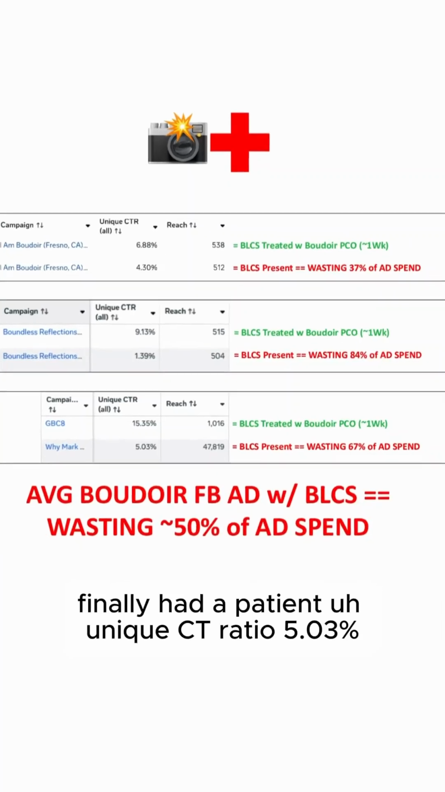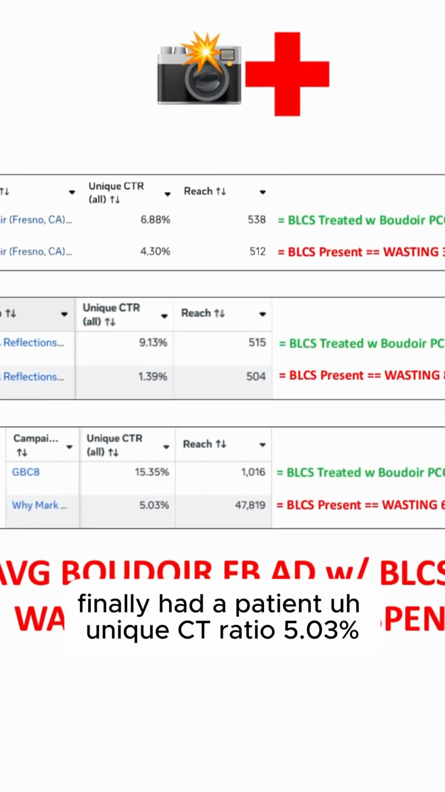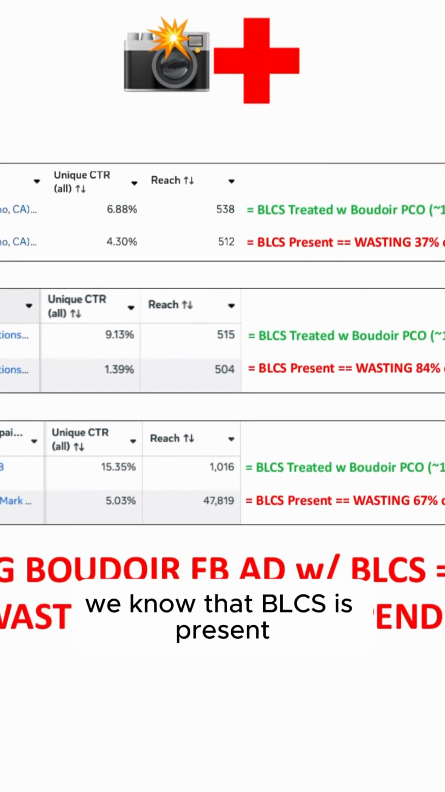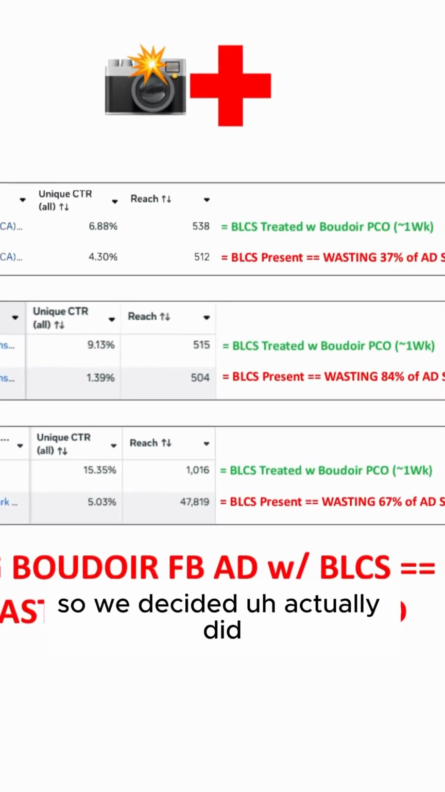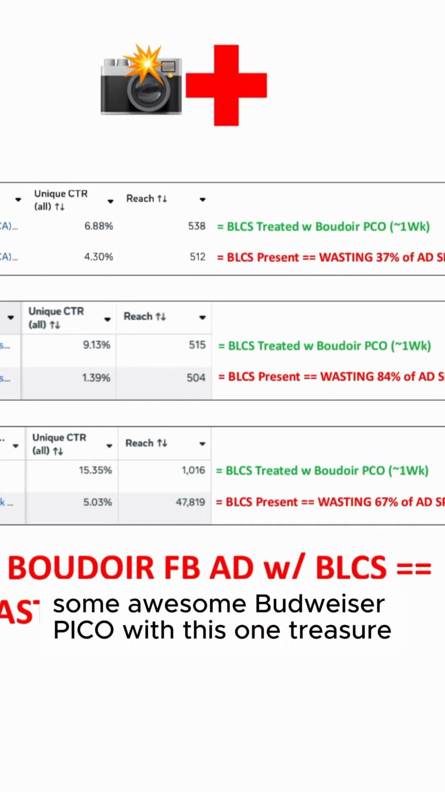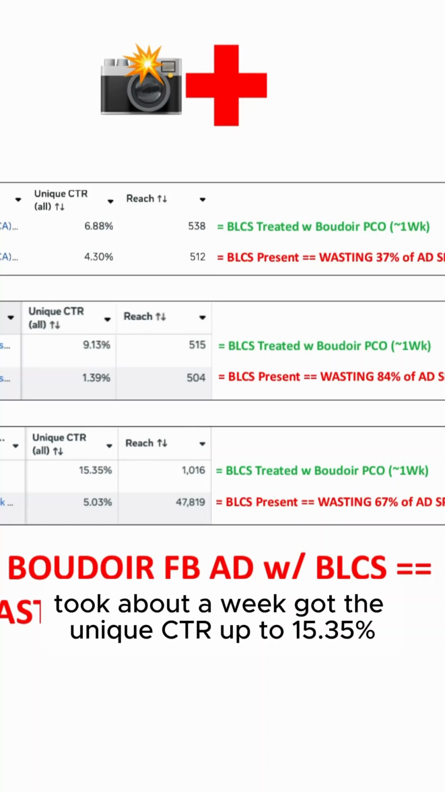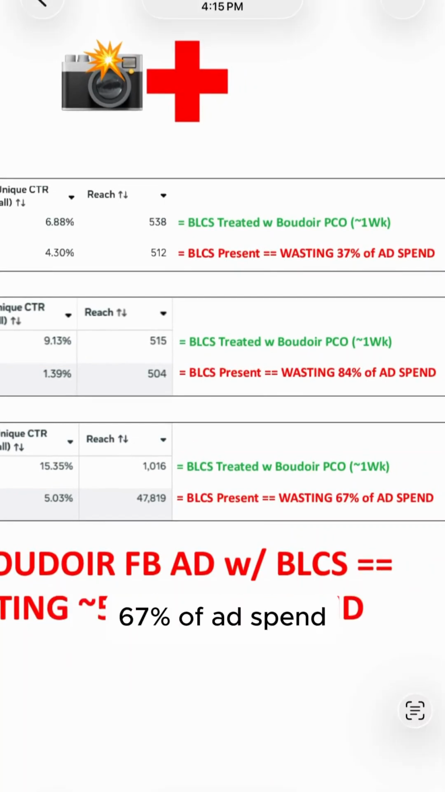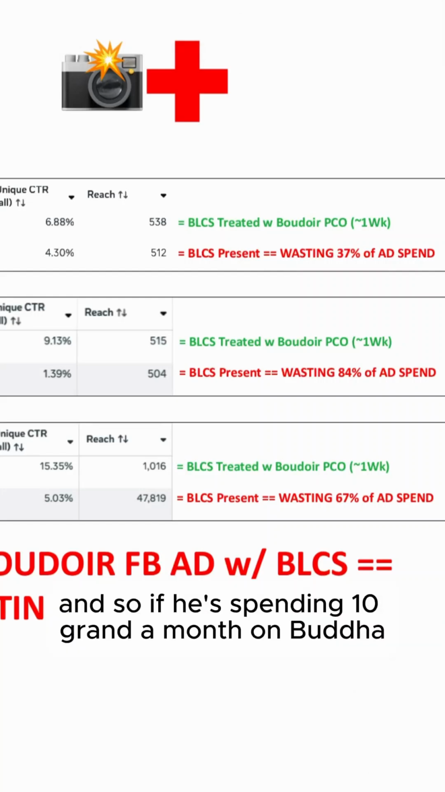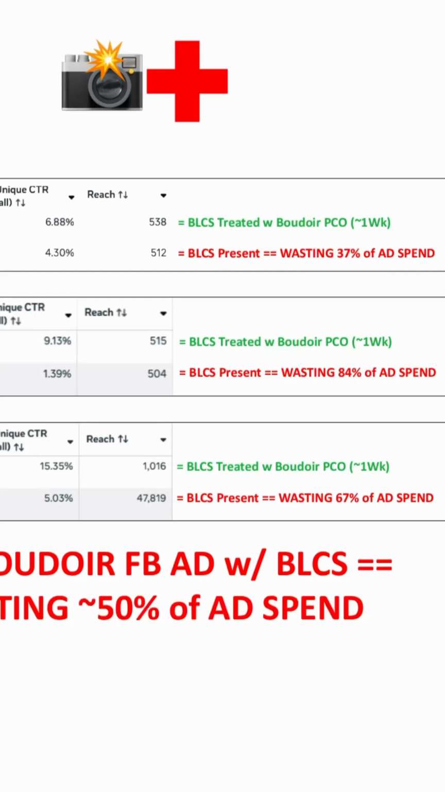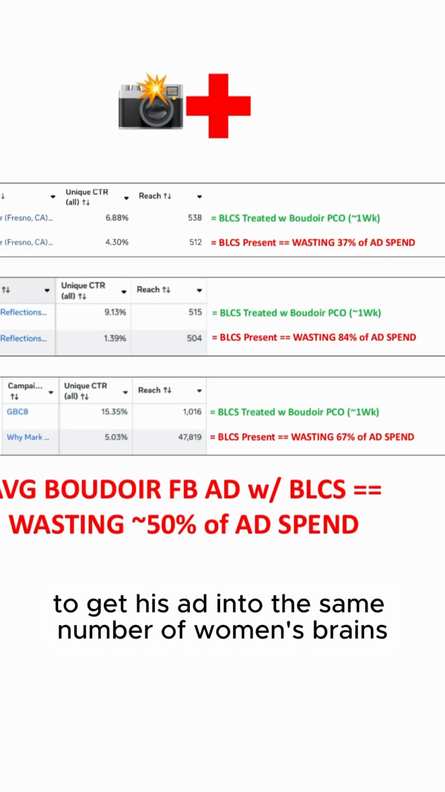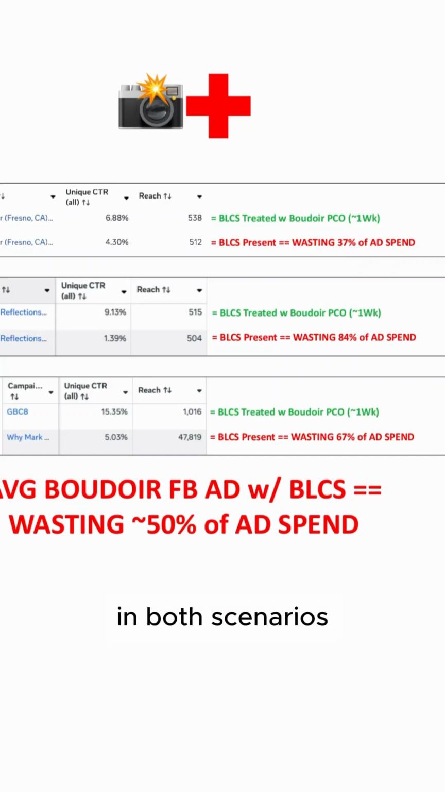Finally, had a patient with unique CTR 5.03%. So unique CTR under 6%, we know that BLCS is present. So we did some awesome Boudoir PICO with this one. Treated it, took about a week, and got the unique CTR up to 15.35%. I found out the original was wasting 67% of ad spend. So if he's spending 10 grand a month on Boudoir Facebook ads on that original, he now only has to spend 3,300 bucks a month on the Boudoir PICO treated ad to get his ad into the same number of women's brains in both scenarios.